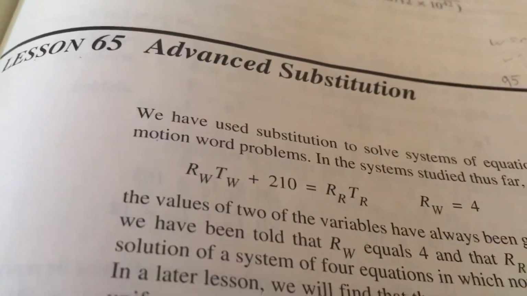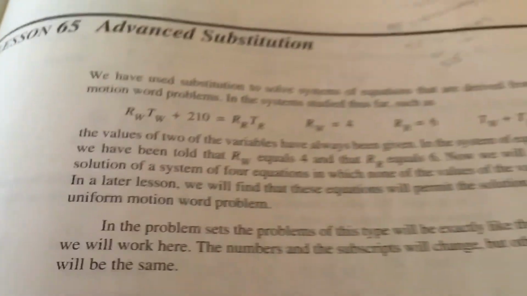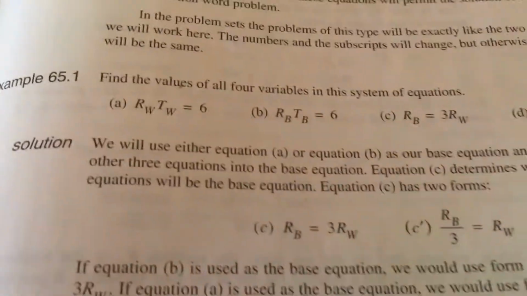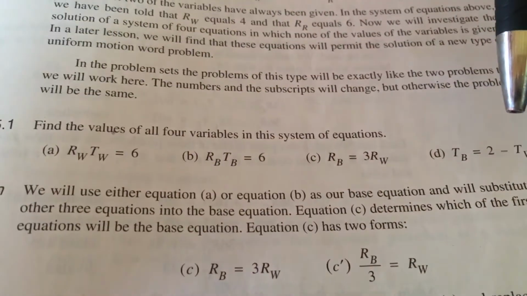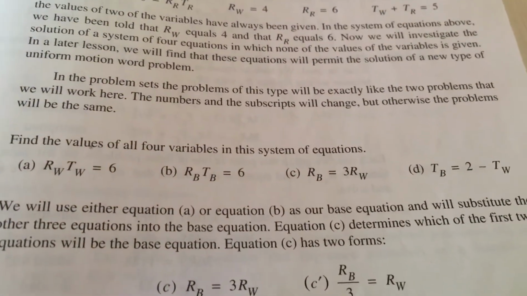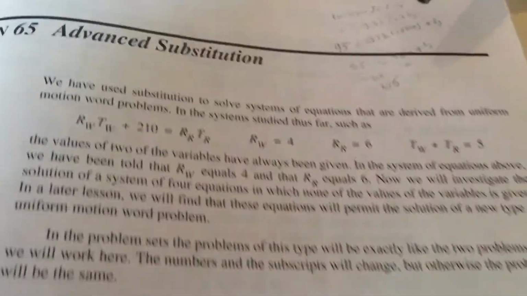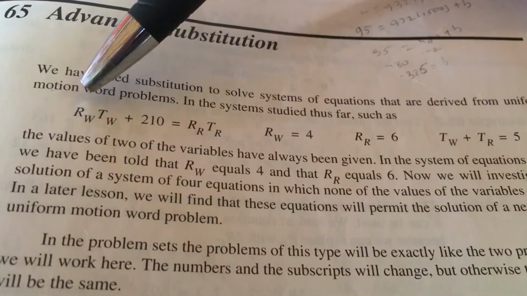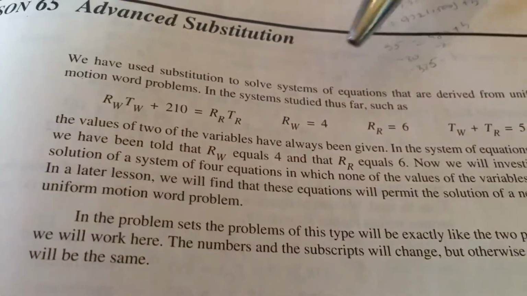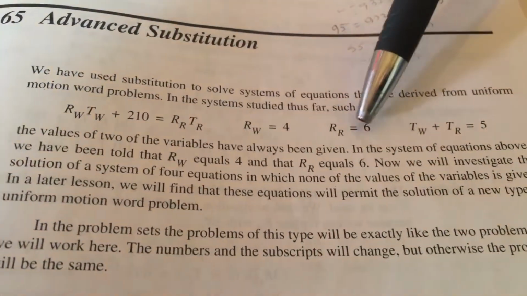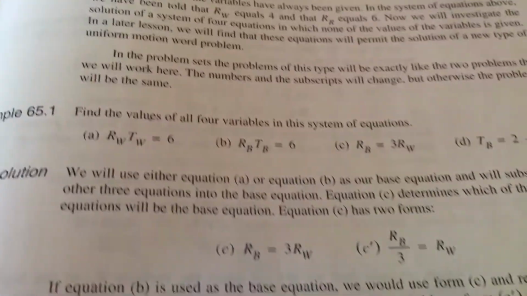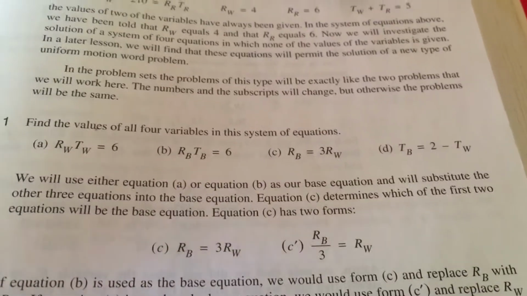Alright, advanced substitution. We've seen these problems before, usually with distance, rate, and time. Today we aren't actually dealing with distance, rate, and time problems, but this is setting us up so we can deal with some. The problems we've seen before will have maybe 4 variables like this, RW and TW and RR and TR, but then they just tell us RW is 4, RR is 6. They give us some good straightforward information. Today, nope, nothing straightforward now.